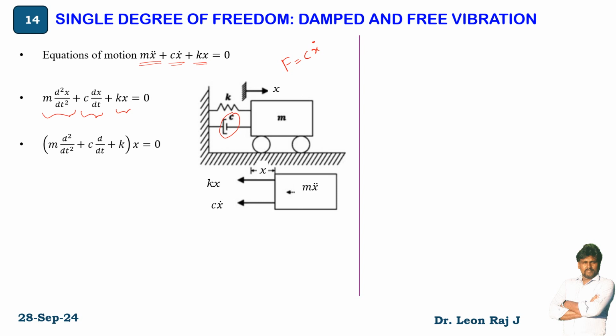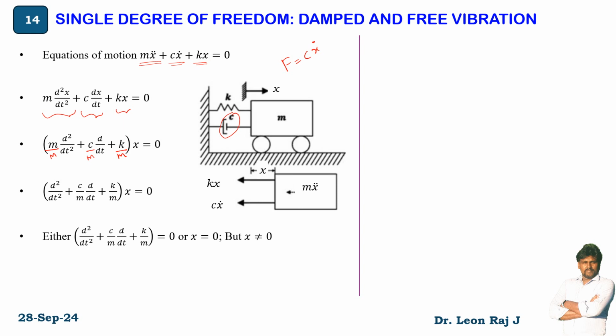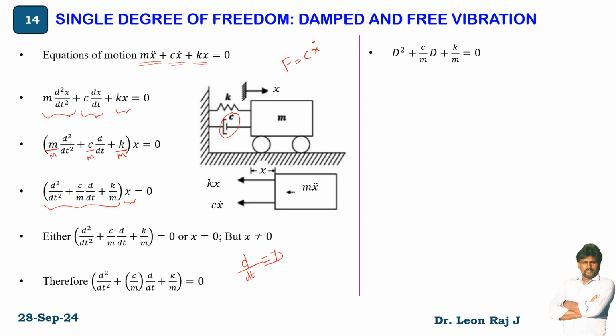So just take the x value out of all the derivatives, and your equation is (m d square by dt square plus c d by dt plus k) x equal to 0. We divide the whole term by m, so the equation becomes (d square by dt square plus c by m d by dt plus k by m) x equal to 0. Either this whole term is equal to 0 or x is equal to 0. Of course x cannot be equal to 0, therefore this differential term is equal to 0. In the previous slides I told you d by dt is the operator capital D. So capital D square plus c by m D plus k by m equal to 0.